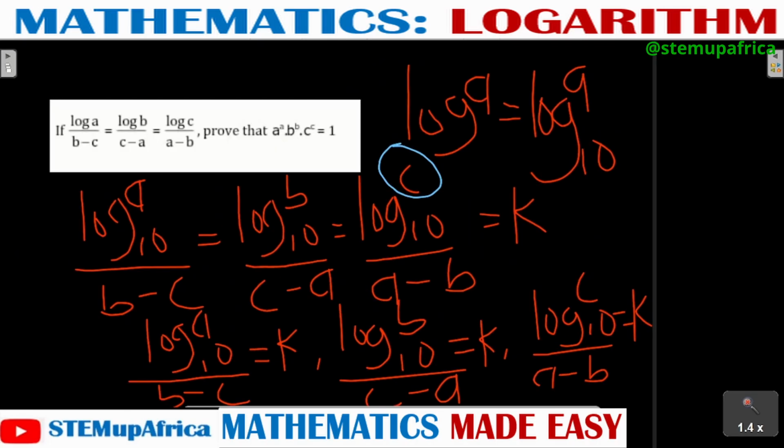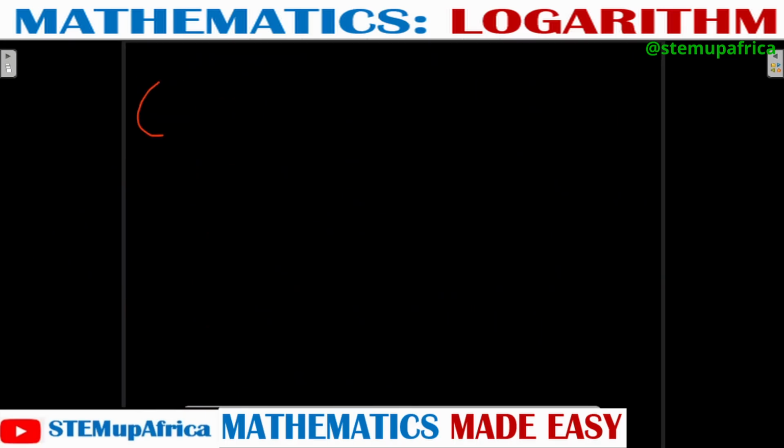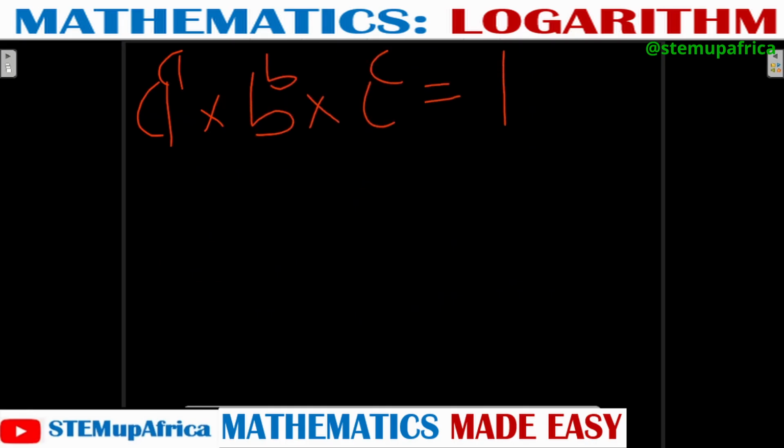So let's now go back to the proof, what we are asked to prove from the question. We are asked to prove that a raised to the power a times b raised to the power b times c raised to the power c equals 1. So let's put in our values now and see what we arrive at.